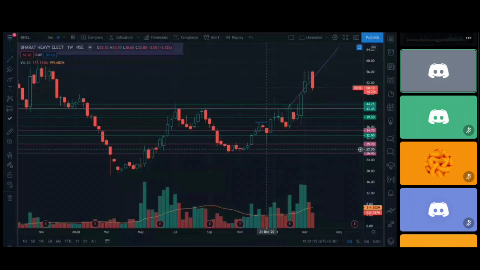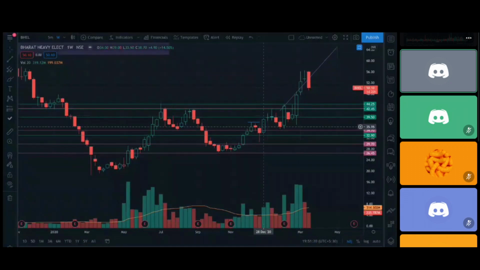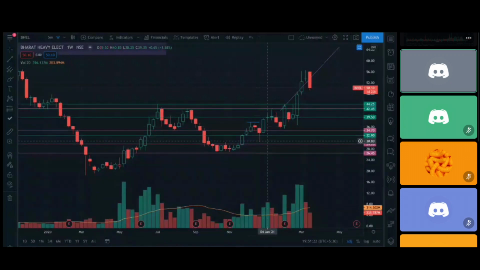So you can see there was some problem here. Not a problem, I mean, your stop loss might have got triggered, and that happens often. But overall, speaking of the trend, it never closed below this particular level. Yeah, right here.